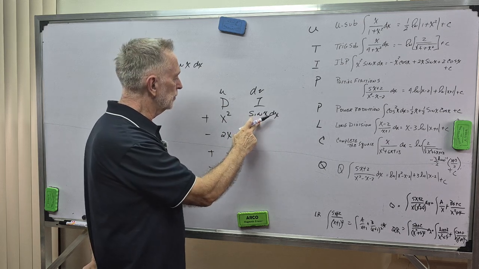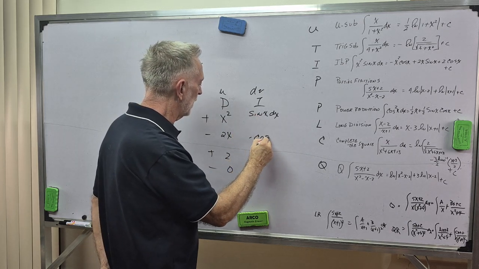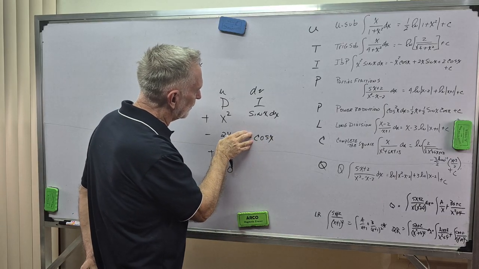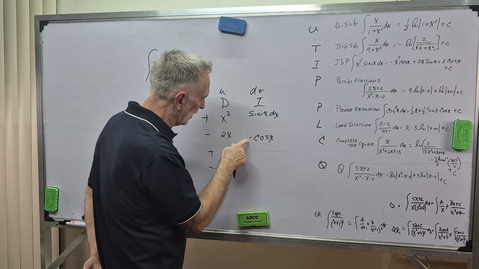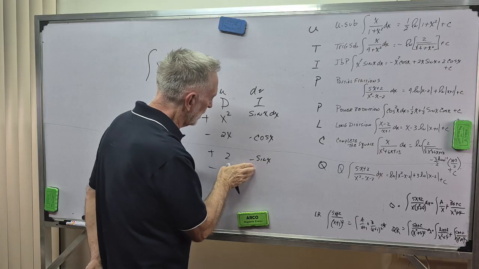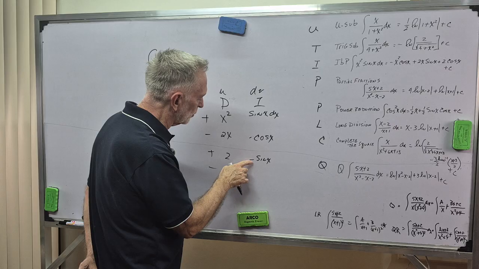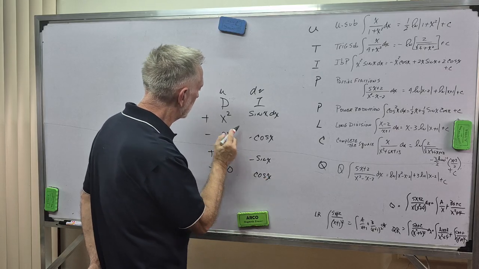Well, the derivative is cosine. The integral is minus cosine x. Okay, if I integrate, the derivative of cosine is minus sine. The integral is positive sine, but I have that negative, so it's still negative sine x. Now the integral of sine is minus cosine times that negative gives me a positive cosine x.